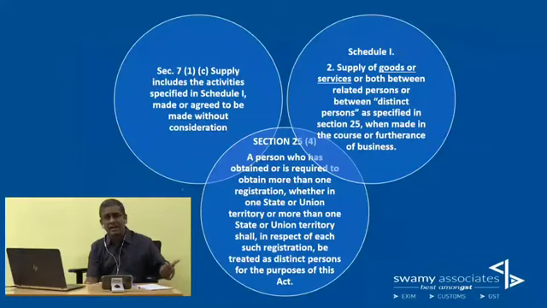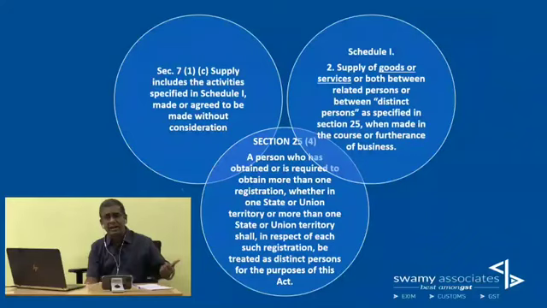So the GST law has adopted a 3-pronged strategy. So what they did in the definition of supply under section 7, under subsection 1 clause C, they said supply includes activities specified in schedule 1 made or agreed to be made without consideration. That is schedule 1 to the act. There they have listed out certain transactions. So such transactions, even though they are carried out without any consideration, still will be deemed as a supply. So we should see what is there in schedule 1.